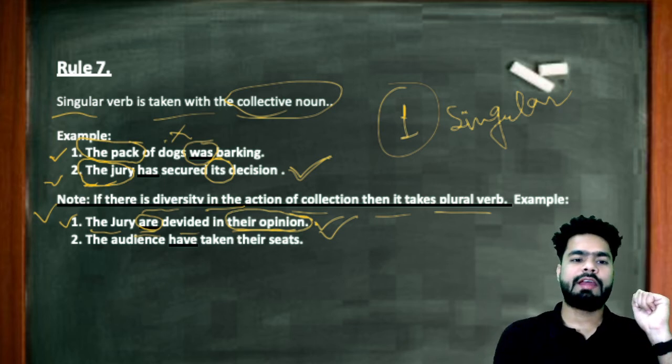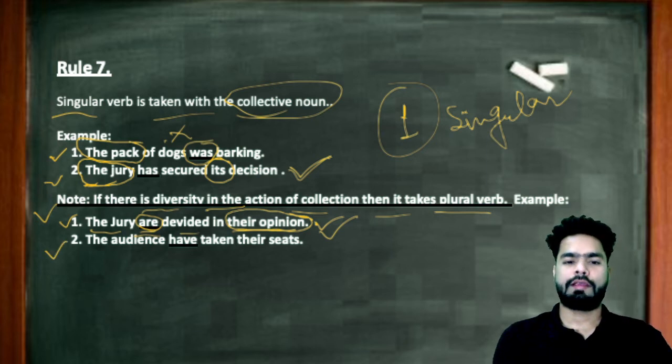Clear? Next, the second example: "The audience have taken their seats." The audience have taken their seats. Here we have another example of rule number 7.